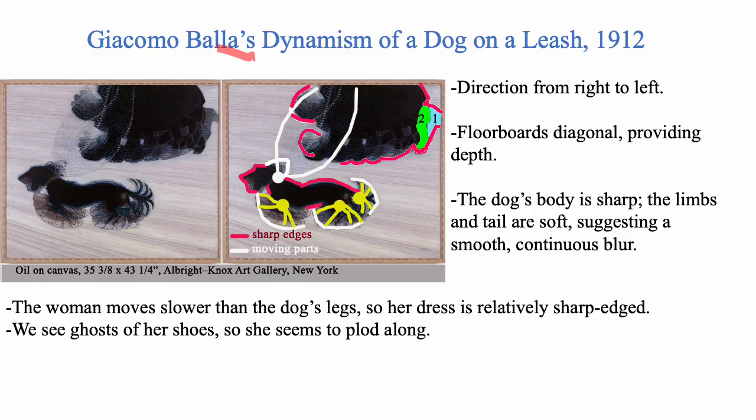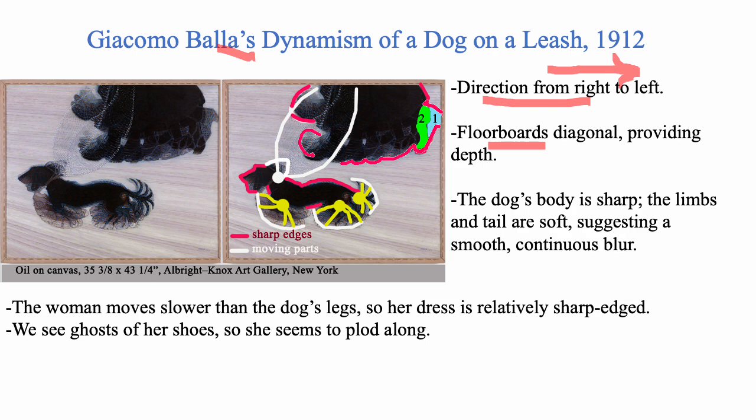Balla's Dynamism of a Dog on a Leash shows many types of speed blurs. First of all, the direction he chooses is from right to left, which is the unconventional choice. We are more used to seeing movement from left to right, the way we read. The floorboards are diagonal and they provide some depth rather than following the horizontal movement.